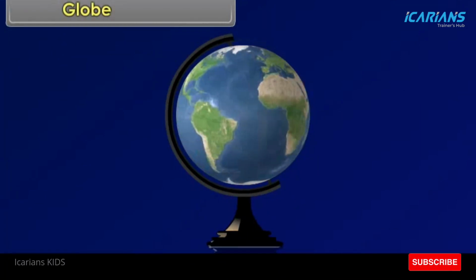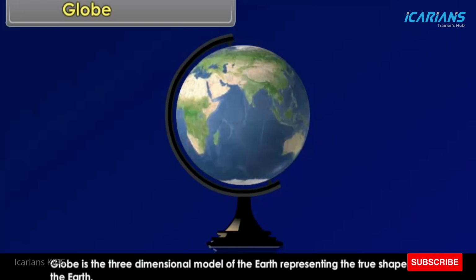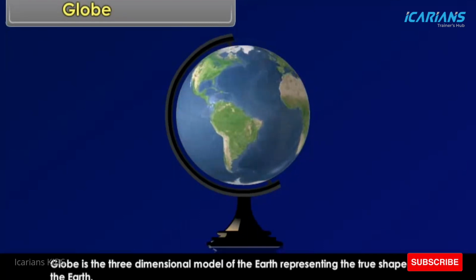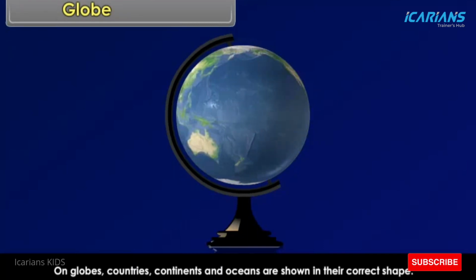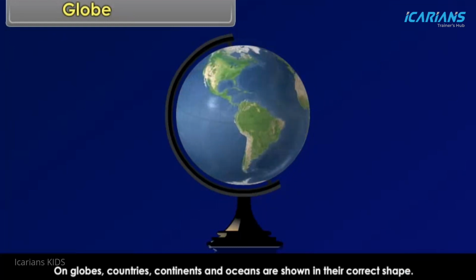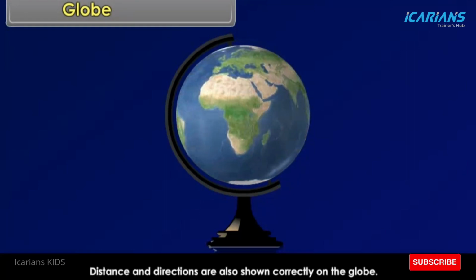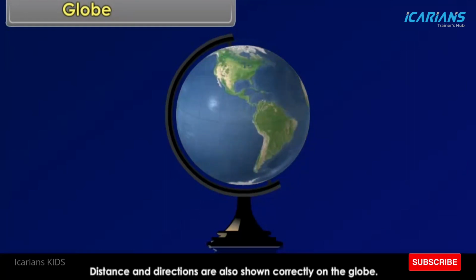Globe. The globe is the three-dimensional model of the earth, representing the true shape of the earth. On globes, countries, continents and oceans are shown in their correct shape. Distance and directions are also shown correctly on the globe.